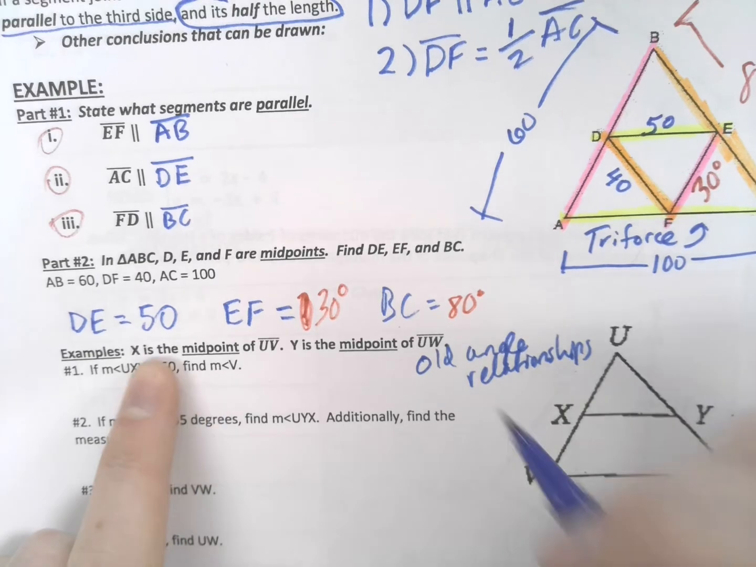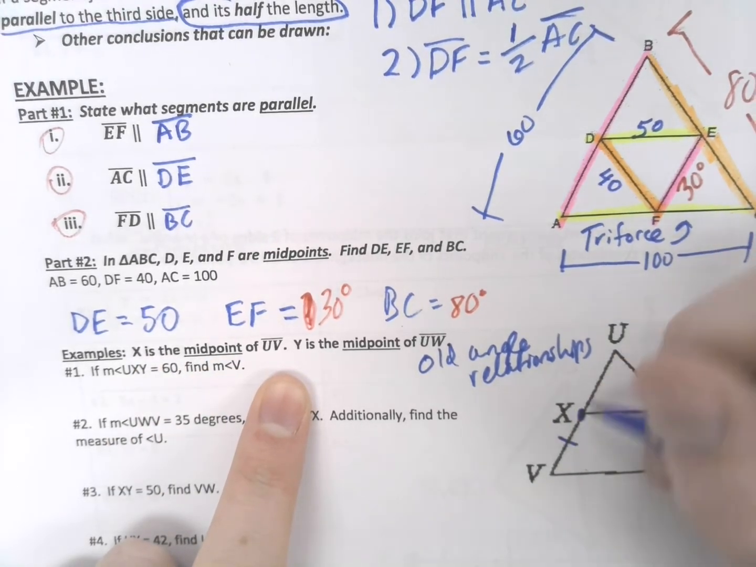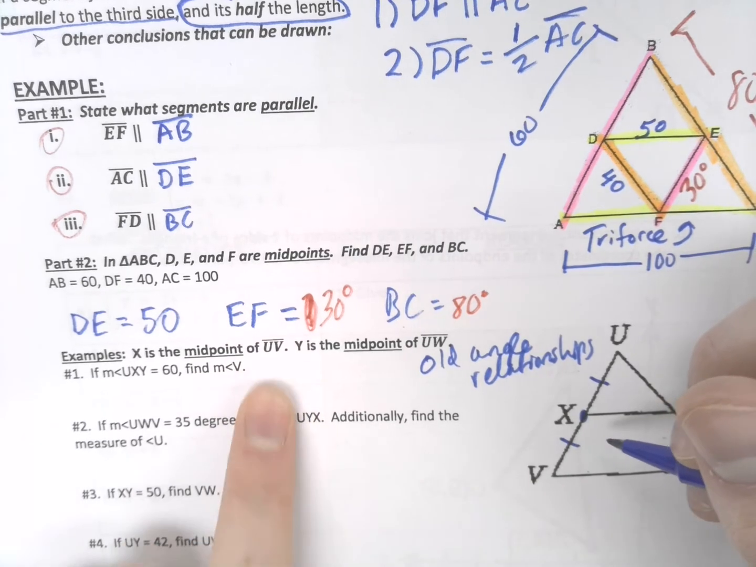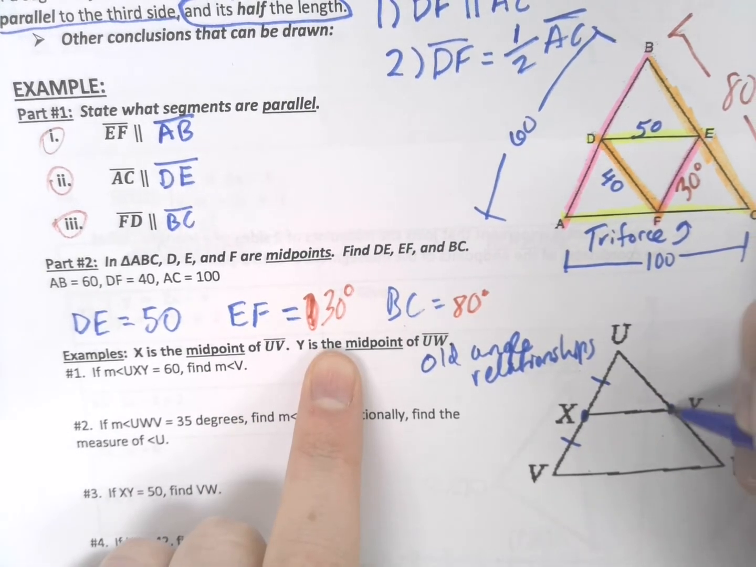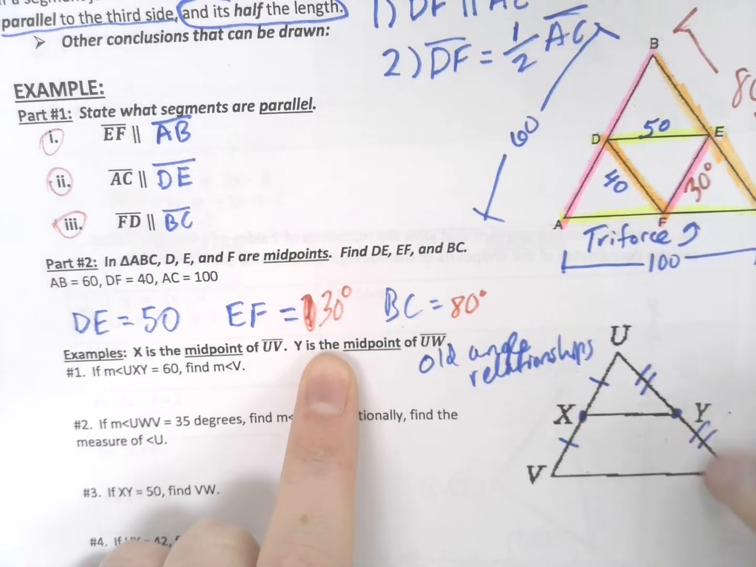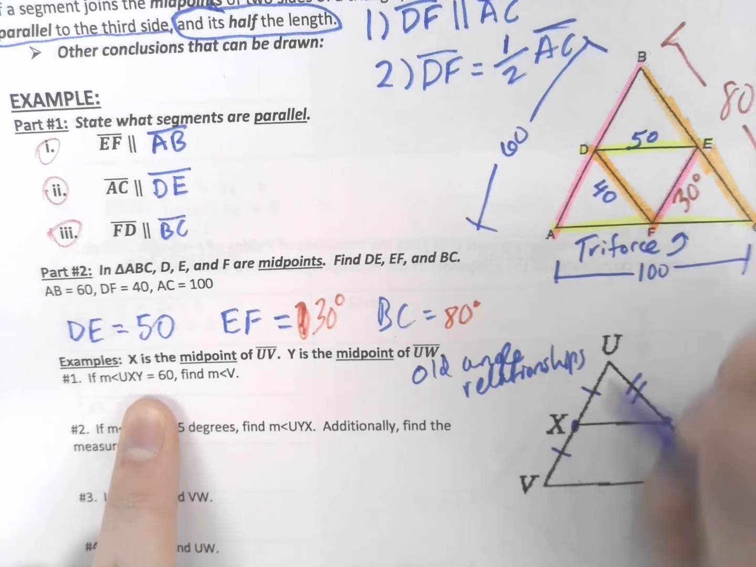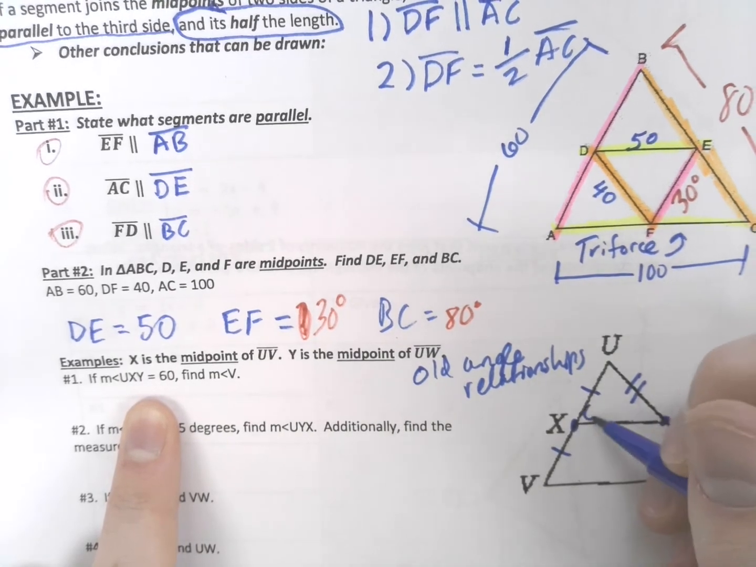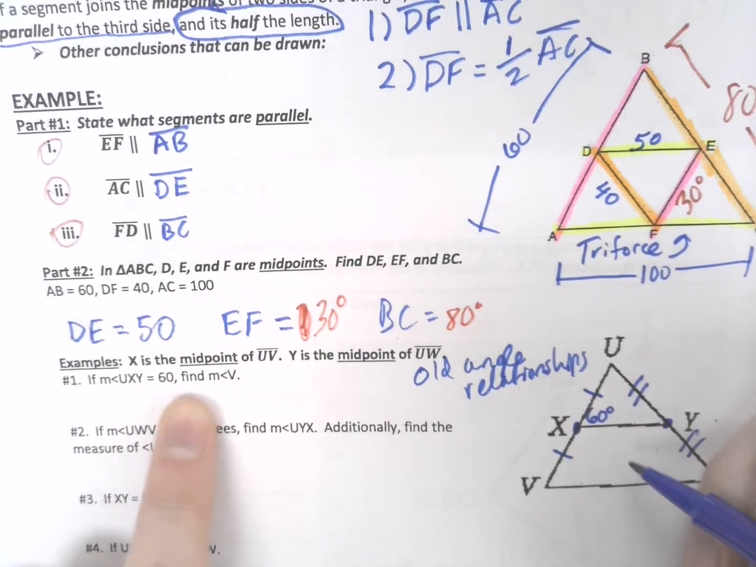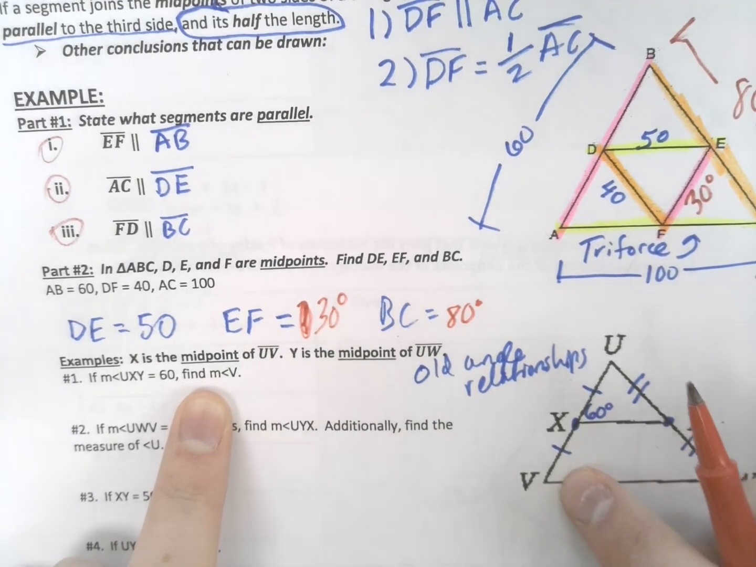So we're told, hey, X is the midpoint of UV. That means this piece and this piece are the same. And Y is the midpoint of UW. So this piece and this piece are the same. So then, if UXY is 60, U to X to Y, if that's 60 degrees, find angle V. Find this angle right here.